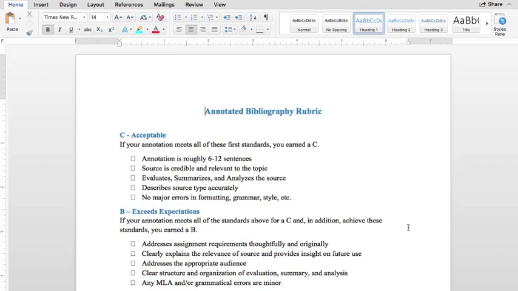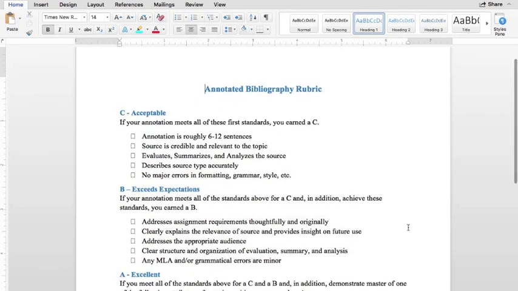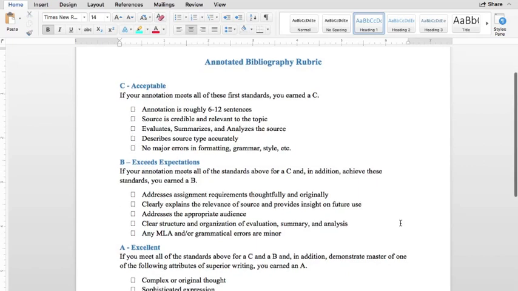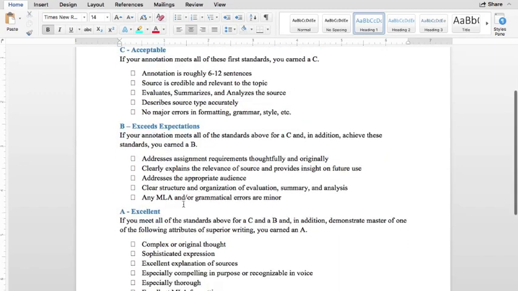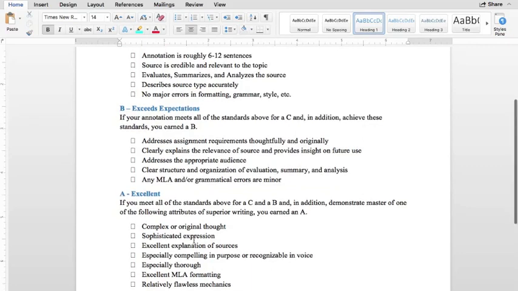Lastly, and real quick, I just want to go over this rubric. You can look at this on your own time, and check this off as you need to. I've created this to work as a checklist that you can use, and so I have it set up to where if you meet all these standards, you get a C. If you meet all these standards and a few of these standards down here, you get a B. If you can meet all of these standards and a few of these standards, you get an A.